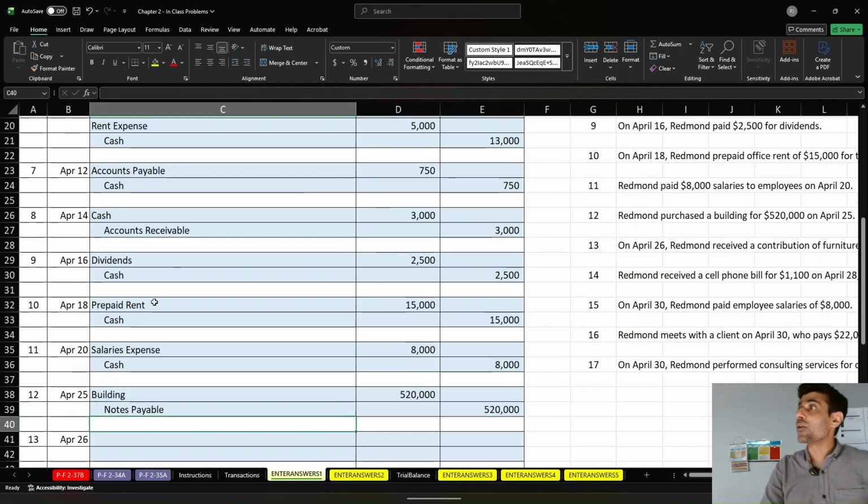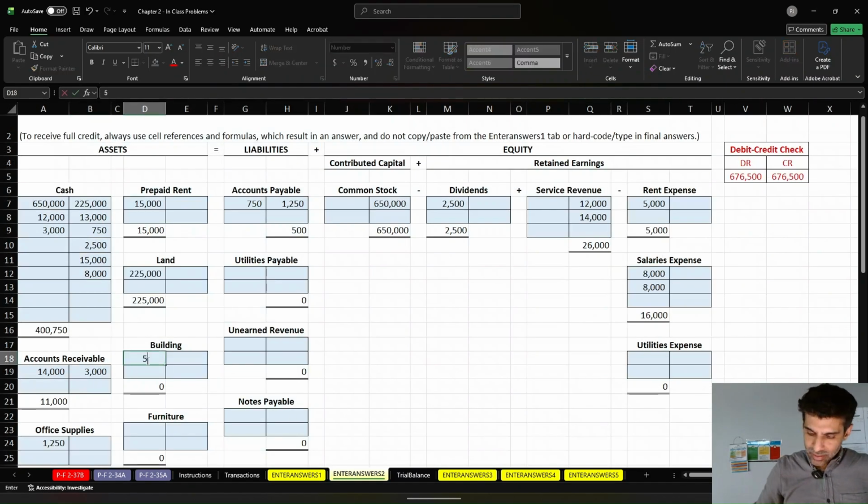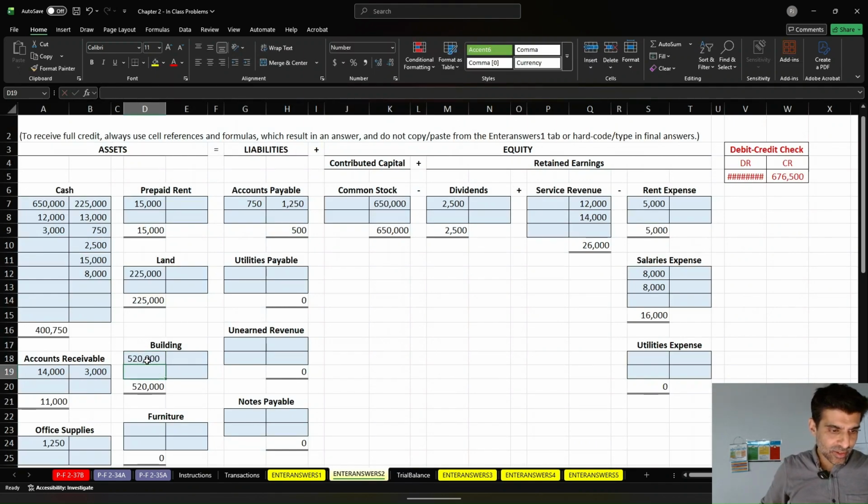And that makes sense, right? Notes payable is a liability. We have a new liability. It's going up. So that's a credit because liabilities are credit normal. So building, debit, 520,000. If I go to my liabilities, I see notes payable, credit, 520,000.